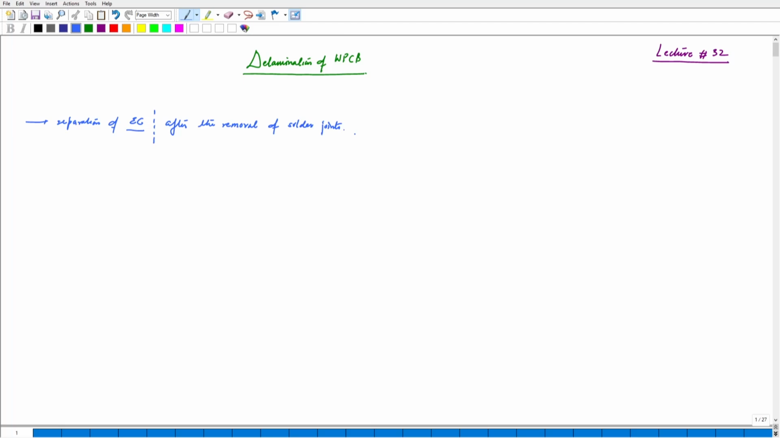And one can also think of the recovery of solder materials itself. So we remove and recover solder materials, and then we also can have the separation of ECs. After that, we know that we can go ahead for the delamination.